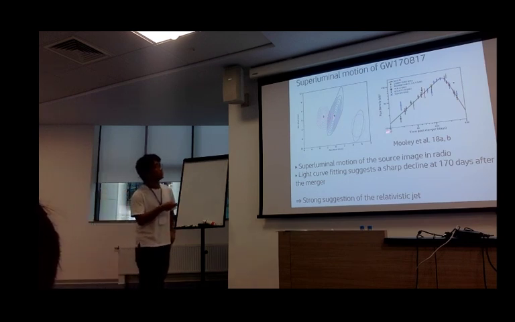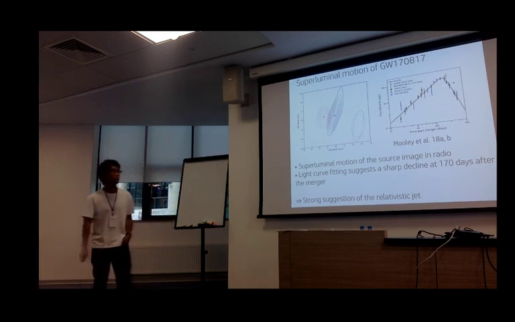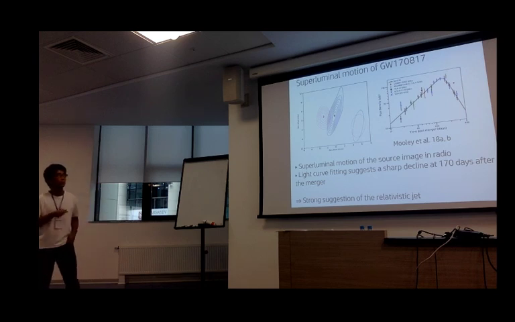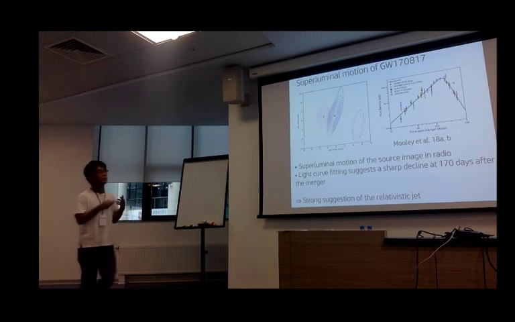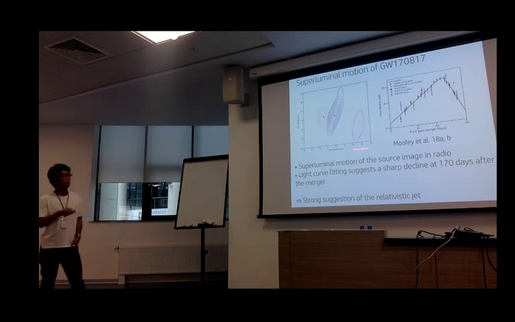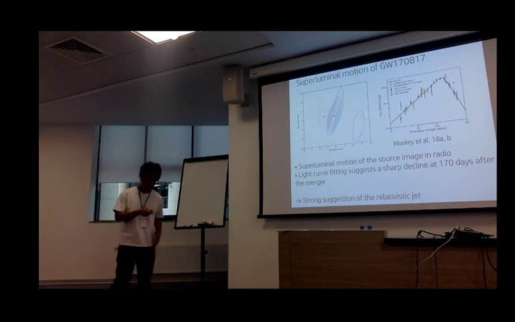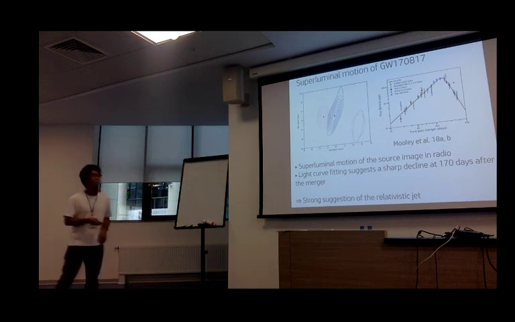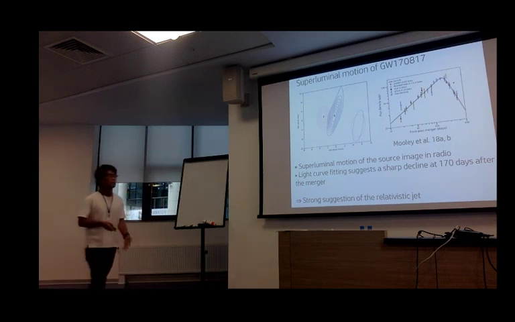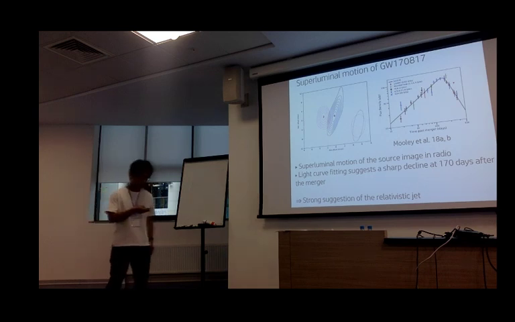In addition, the light curve shows a sharp decline at 170 days after the merger, which suggests relativistic motion as well. So these observations strongly suggest that a relativistic jet was launched from this binary neutron star merger, and this is also compatible with the short gamma ray burst observation.